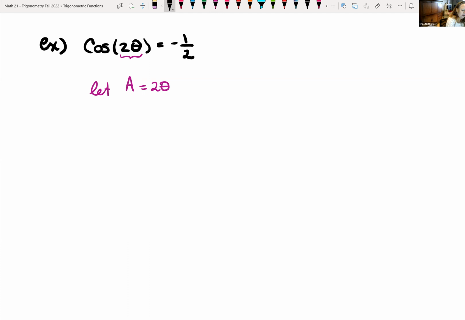And so we can rewrite this. This is the same thing as cosine of A equals -1/2. So we're thinking about cosine of what angle gives me -1/2. Well, cosine of pi/3 is +1/2. So I know my reference angle is pi/3.